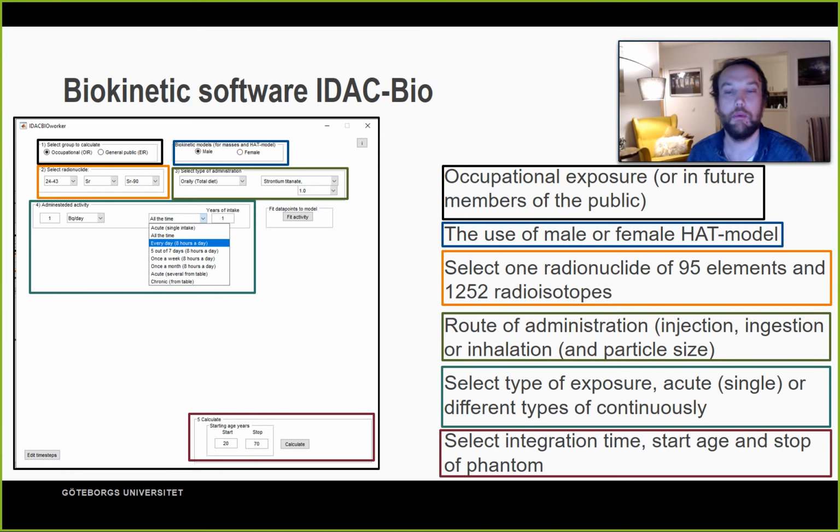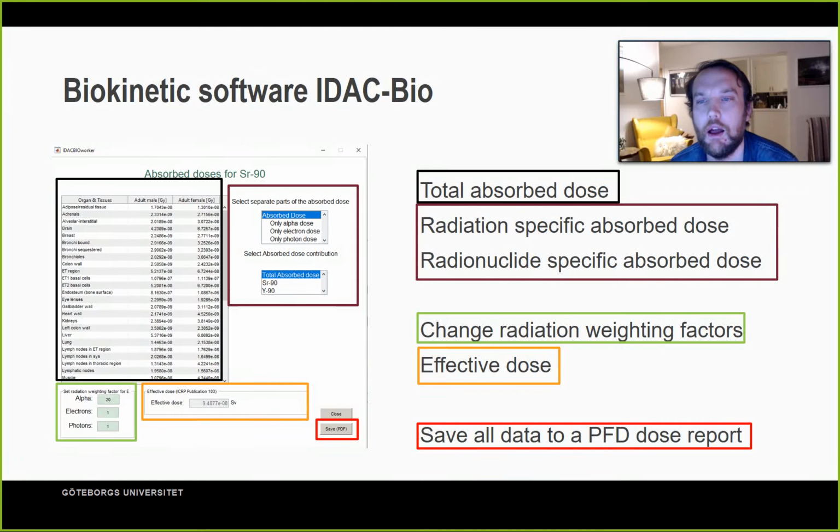Then you calculate the integration time, where you start here is from 20 to 70, so it's 50 years, which is the one ICRP uses. ICRP gives committed effective dose for an integration period of 50 years. But if you, for any reason, want to do shorter or 100 years or something, you can choose this yourself. So in this case, I chose strontium-90 oral, diet for strontium titanate. Afterwards, you press calculate, and the code does the calculations.